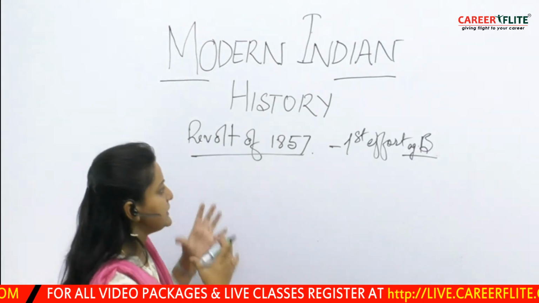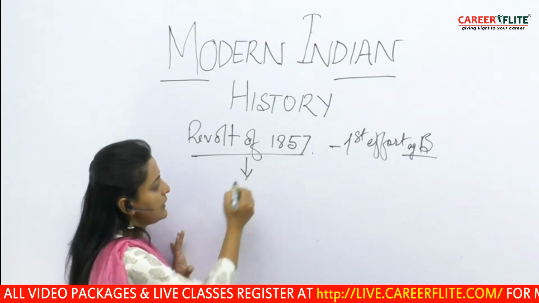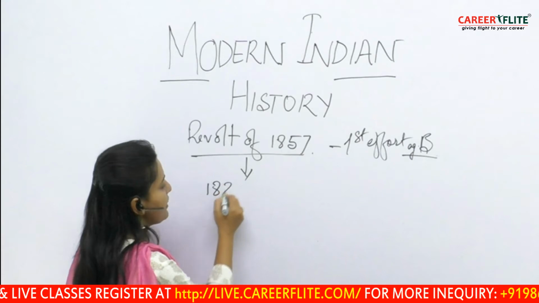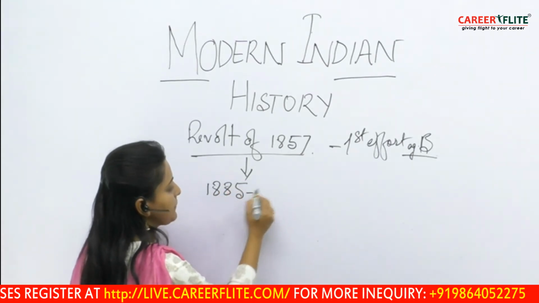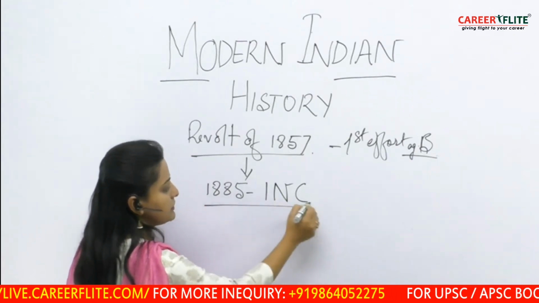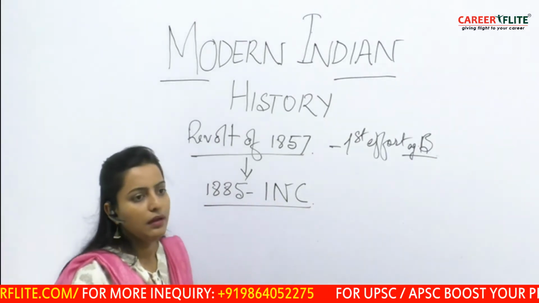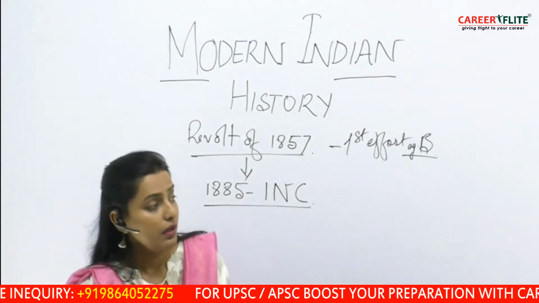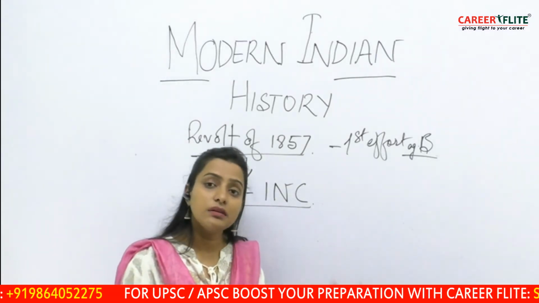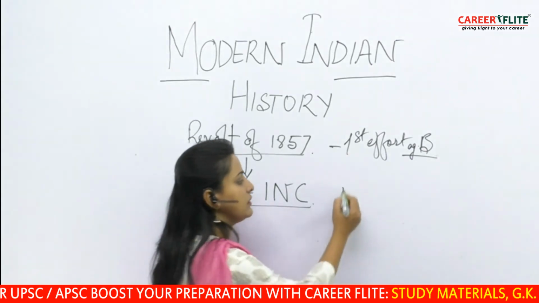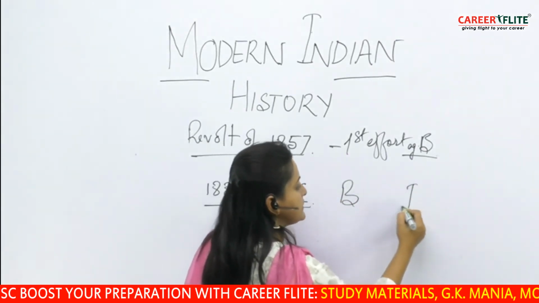Now, after this event, what happened was that in the year 1885, one major event took place. That was the birth of the Indian National Congress. Now, what was this Congress? Congress was a formal organization that served as the link between the Britishers and the Indians.